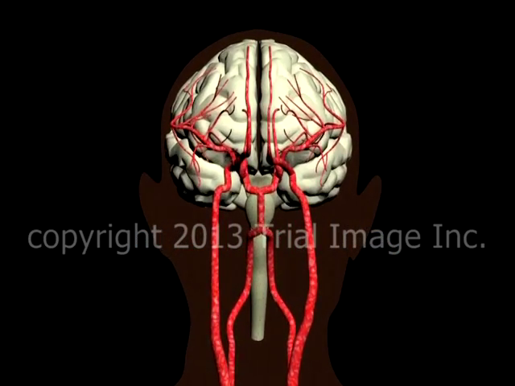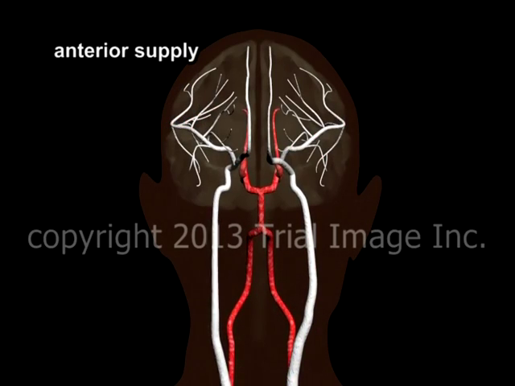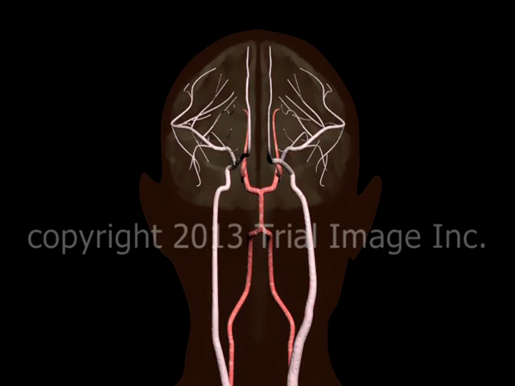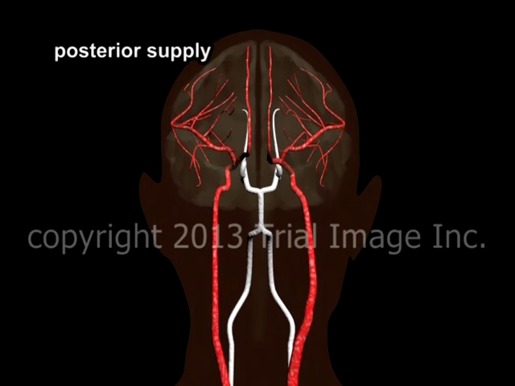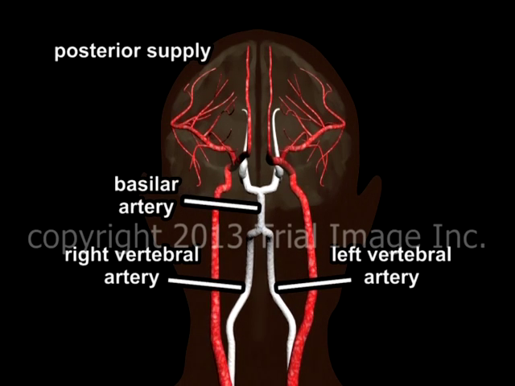Blood is supplied to the brain by two pairs of arteries. The anterior supply supplies blood primarily to the middle and front portions of the brain and consists of the left and right carotid arteries. The posterior supply supplies blood primarily to the brainstem and back portions of the brain and consists of the right and left vertebral arteries, which then join together to form the single basilar artery.